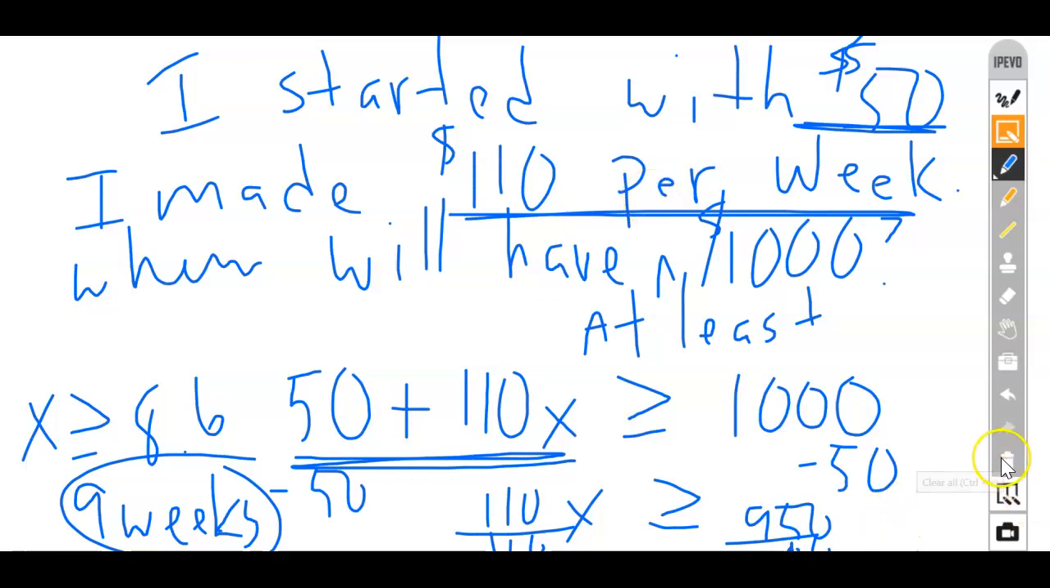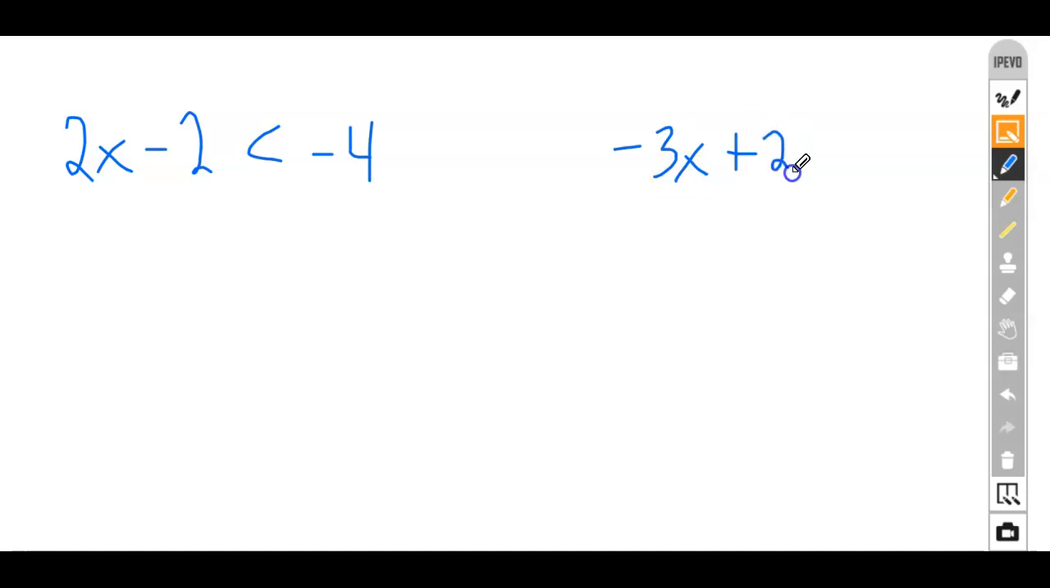All right. And then the last thing we have is something like this. 2x minus 2 is less than negative 4. And then negative 3x plus 2 is greater than, we'll say 11.